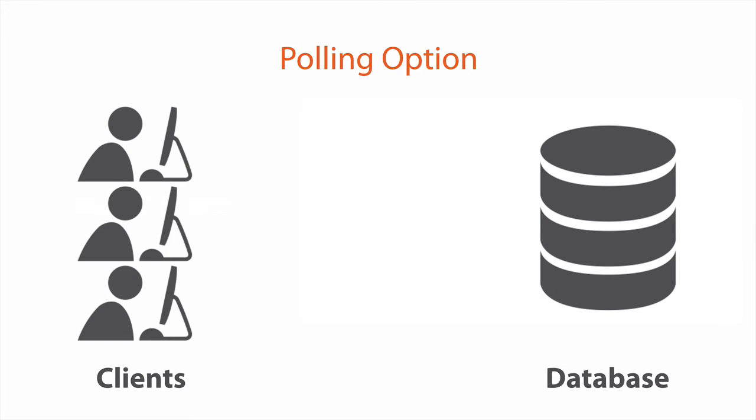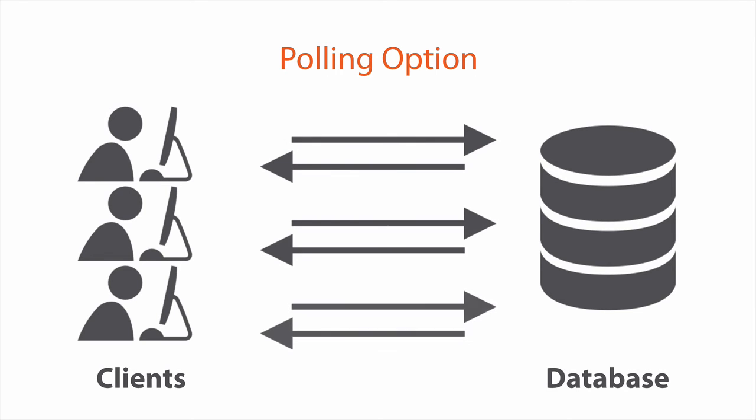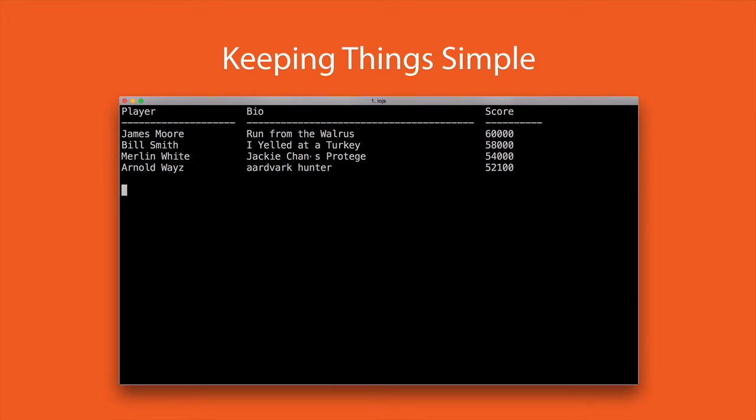One solution that a lot of developers naturally gravitate towards is having the client periodically query for the top 100 players and update the view. We'll call this the polling option. This might seem like a reasonable first attempt, so let's solve our problem using the polling option, then we'll take a look at the pros and cons of our solution. To keep things simple, for now, we'll create an app that just displays the leaderboard in the console.